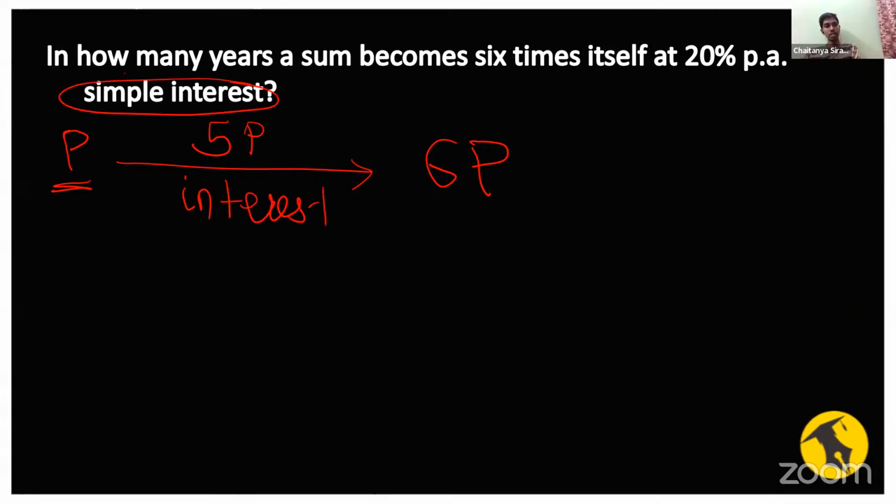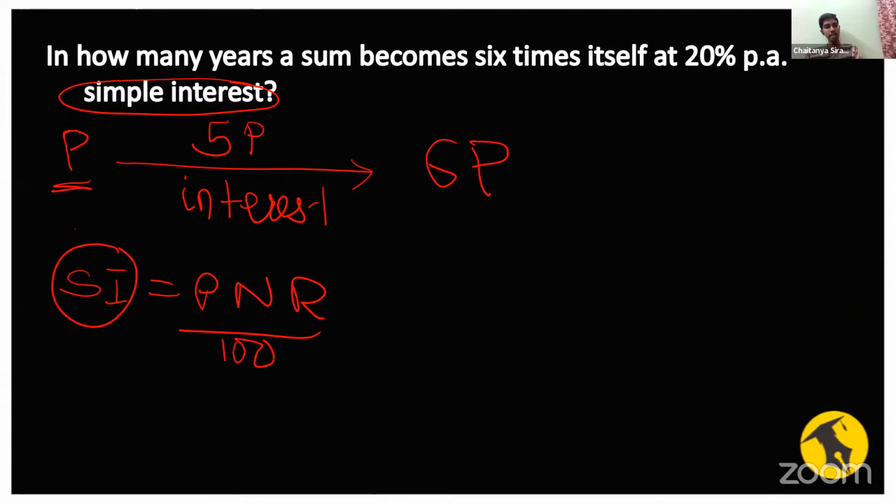It's a simple interest, given in the question. So simple interest equals P N R upon 100. My SI is 5P, so 5P equals P N R by 100. You can cancel out the P. I know the rate of interest is 20, so I'll write 20 here.